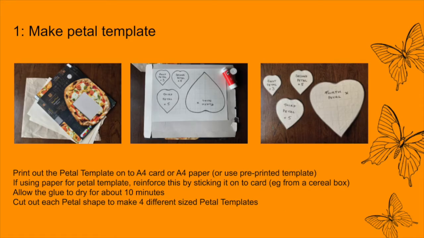Step 1. Make petal template. Print out the petal template onto A4 card or A4 paper, or use the pre-printed template. If you're using paper for the petal template, reinforce this by sticking it onto some card, for example from a cereal box. Allow the glue to dry for about 10 minutes. Then cut out each petal shape to make 4 different sized petal templates.